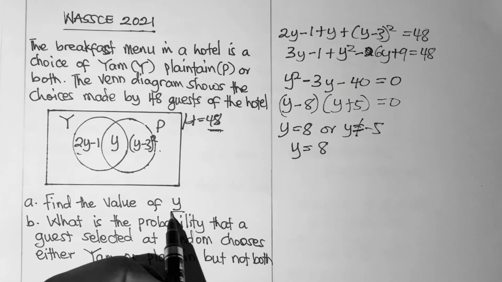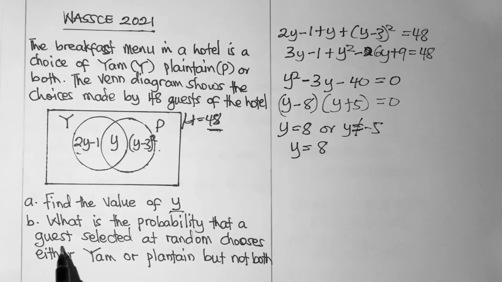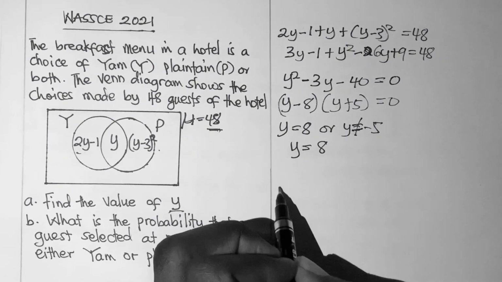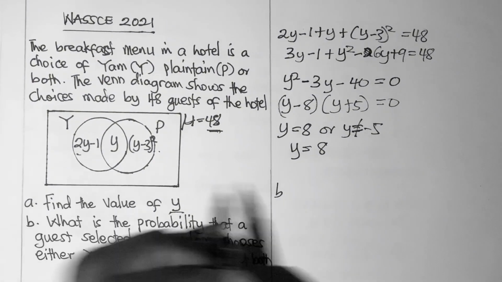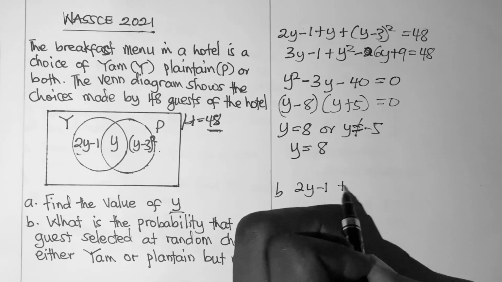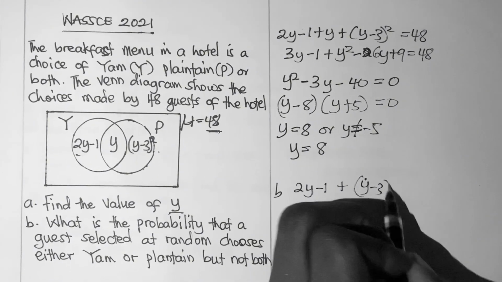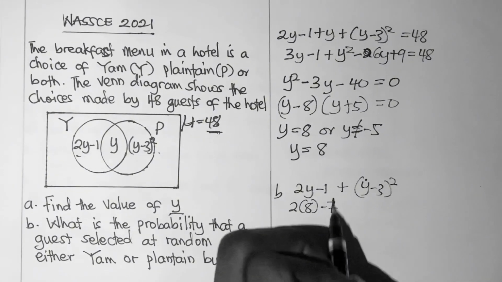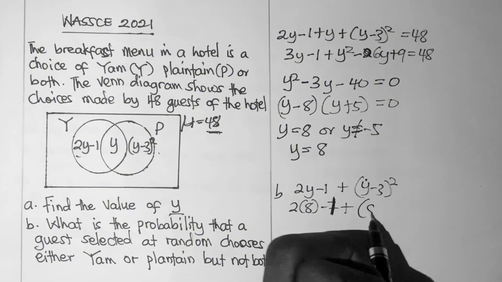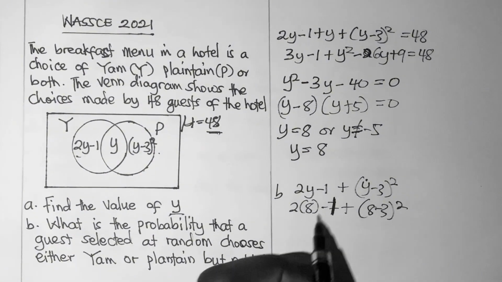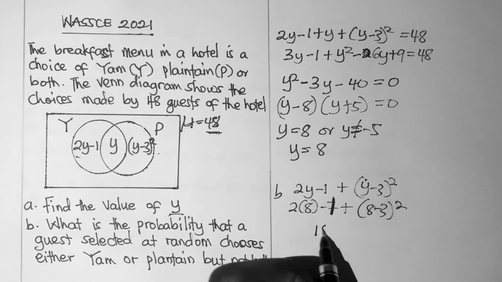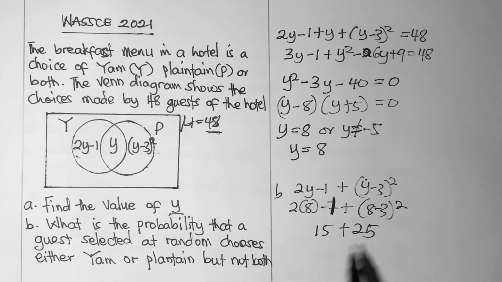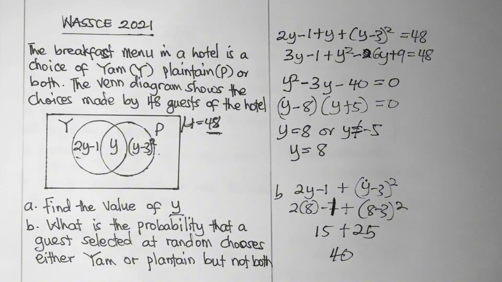So we found the value of y. Then the next thing is, what is the probability that a guest selected at random chooses either yam or plantain, but not both? So the B part, yam or plantain but not both, is 2y minus 1, plus (y minus 3) all squared. But we know that y is 8, so 2 times 8 minus 1, plus (8 minus 3) all squared. So 2 times 8 is 16. 16 minus 1 is 15, plus 8 minus 3 is 5. 5 squared is 25. Now 15 plus 25 is equal to 40.